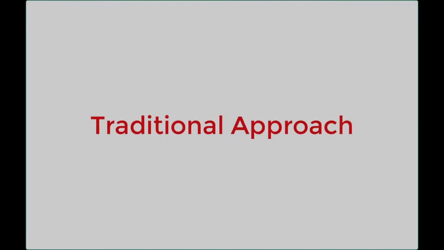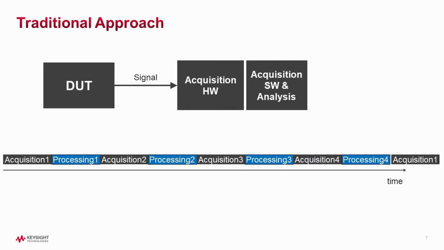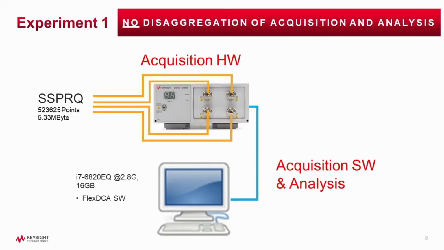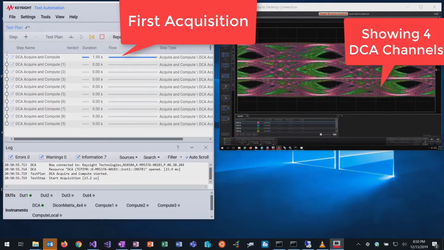Looking at the traditional approach, the acquisition and analysis happens on the same hardware. Therefore, acquisition and analysis have to take place sequentially. The initial experiment uses a 4-channel DCA-M connected to a 2.8 GHz Intel i7 PC running FlexDCA software. The first acquisition starts and the waveform for each of the 4 channels is displayed.